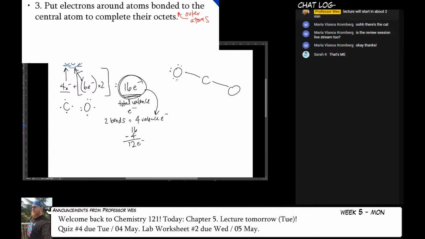How many dots did I put down? Well, I put down 3 pairs of 2. So that'd be 6. So I have to use those 6 out of my pool. So I only have 6 more. I'm going to do the same thing to the other outer atom. That's this right here. 1, 2, 3, 4, 5, 6. Now that is an octet too, and I've used up all my electrons.